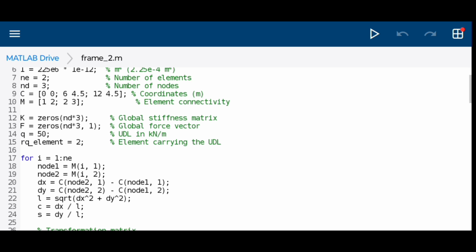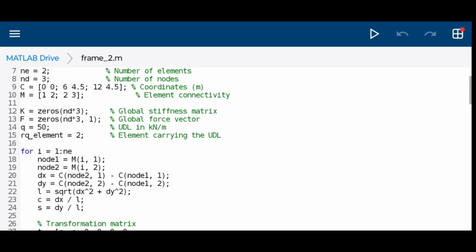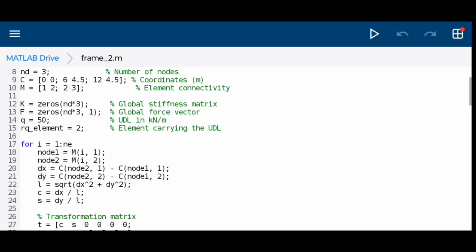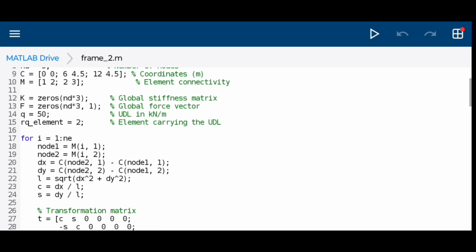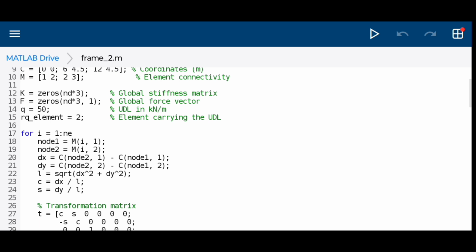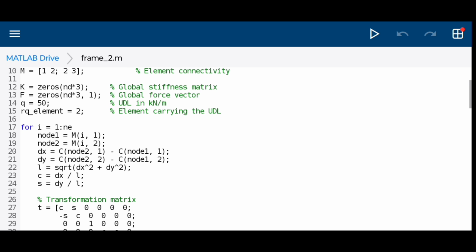Now we will move further. After giving these coordinates, we will get the element connections, which are directly connected: 1 to 2, 2 to 3. So 1 is connected to 2, and 2 is connected to 3. After this we will initiate the stiffness matrix, which is of size nd cross 3, a square matrix.